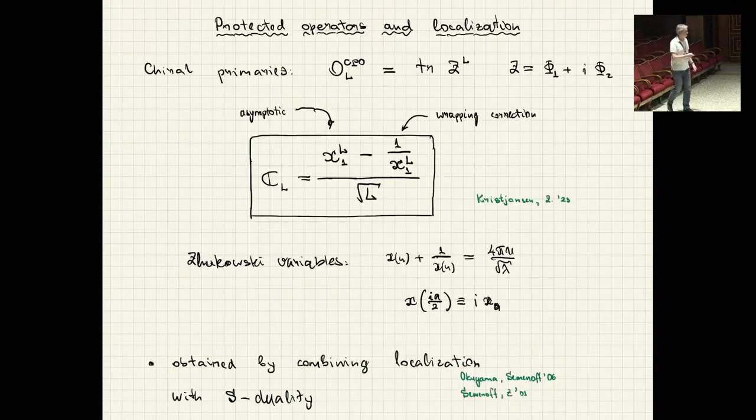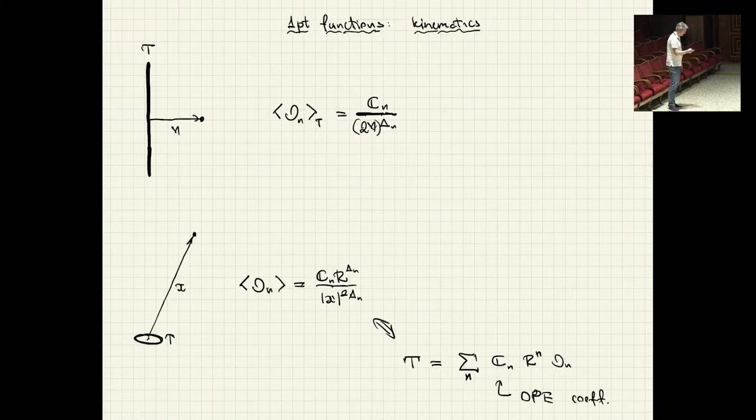So these numbers are OPE coefficients of the circular 't Hooft loop, which we expand in local operators.